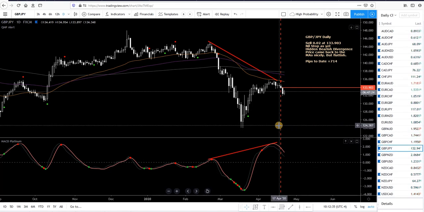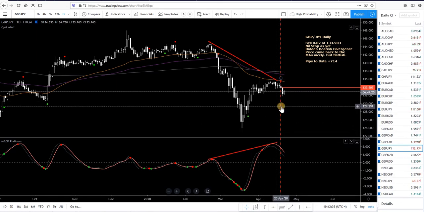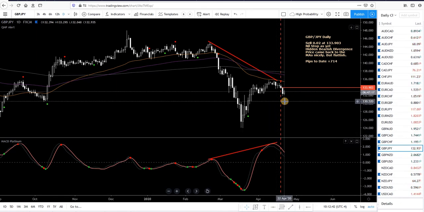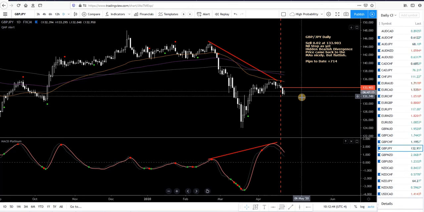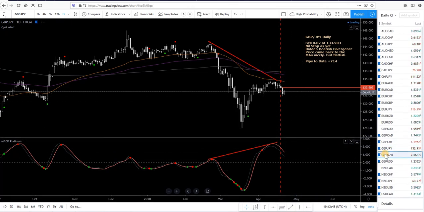Pound yen, sell, same, hidden bearish divergence. It sounds like a broken record. Took the sell. Yesterday was a good day. Today started to go against me, but it's starting to fall away again. MACD Platinum rolling over, still above the zero level.